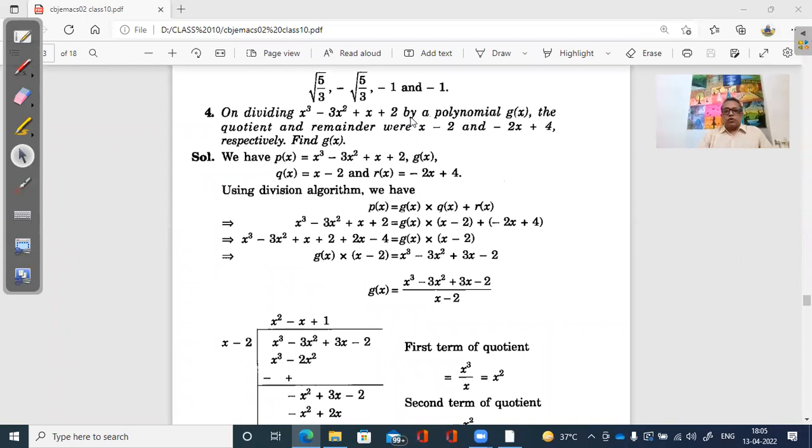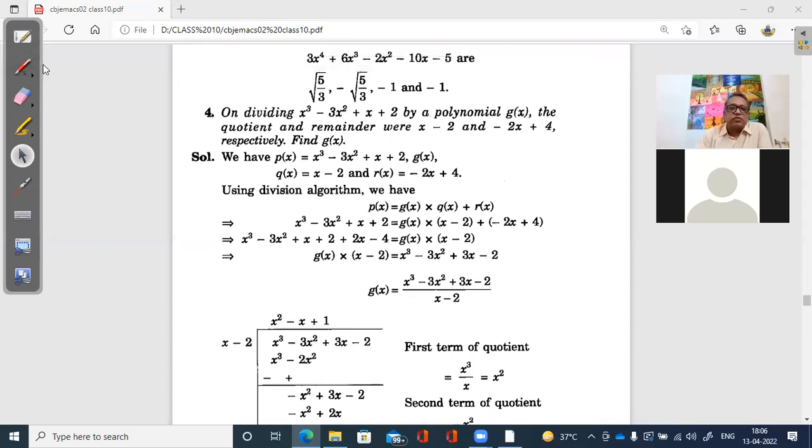Yeah, so question 4: on dividing x cube minus 3x square plus x plus 2 by a polynomial g(x), the quotient and remainder are given as x minus 2 and minus 2x plus 4 respectively. Find g(x). So this is the dividend, and we have to get the divisor. You are dividing something by g(x), so this is your divisor. The quotient is x minus 2 and the remainder is minus 2x plus 4. The question is to find g(x); in fact, we have to find the divisor.